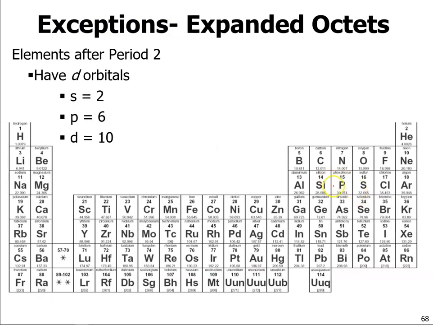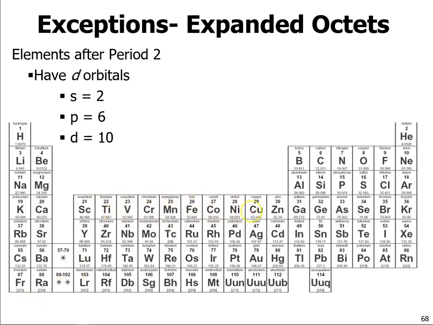I wanted to show you an example of an exception for expanded octets. Remember the d orbital, we can go to that 10 electrons in the d orbital. Once we get past this second row, we get to the third row, they do have access to these orbitals, these 3p orbitals.